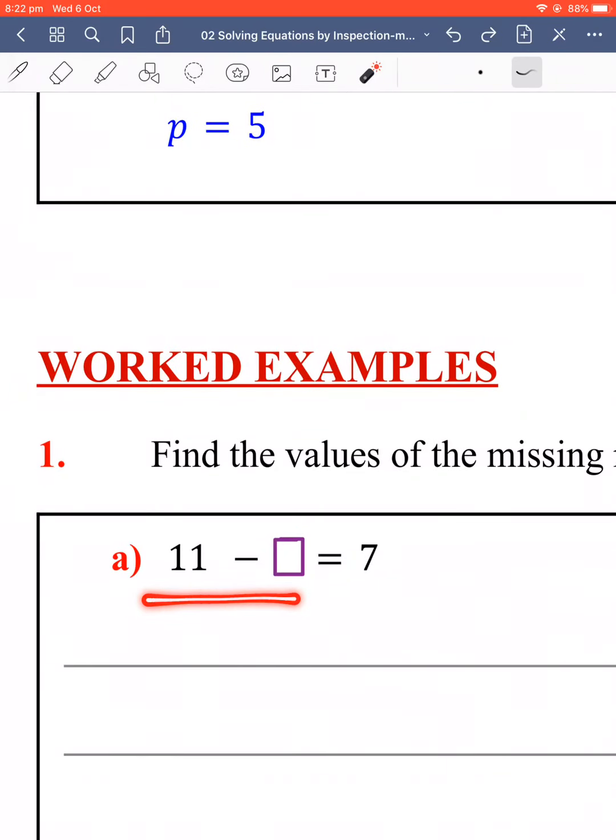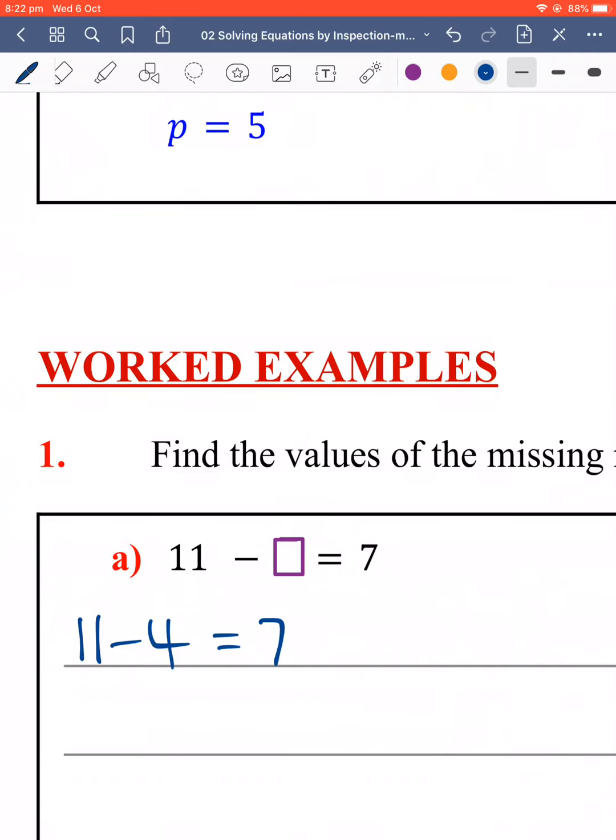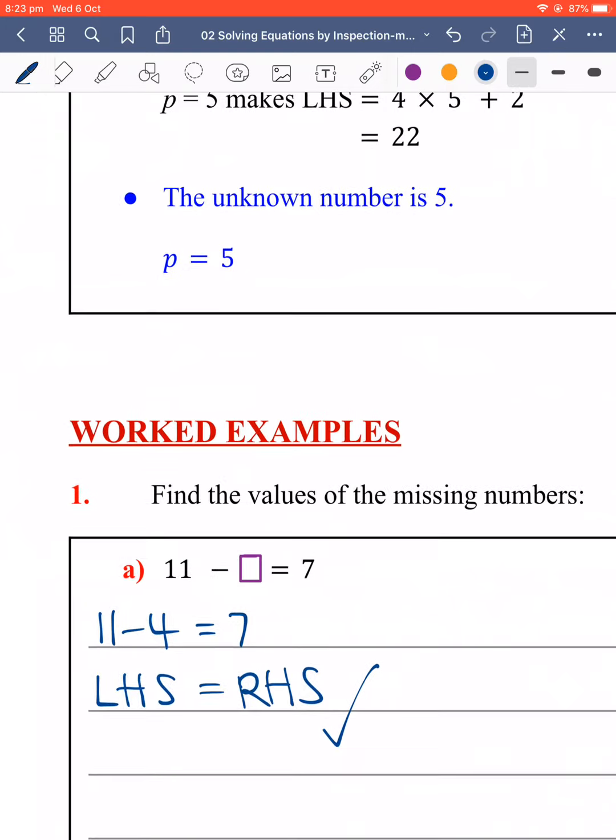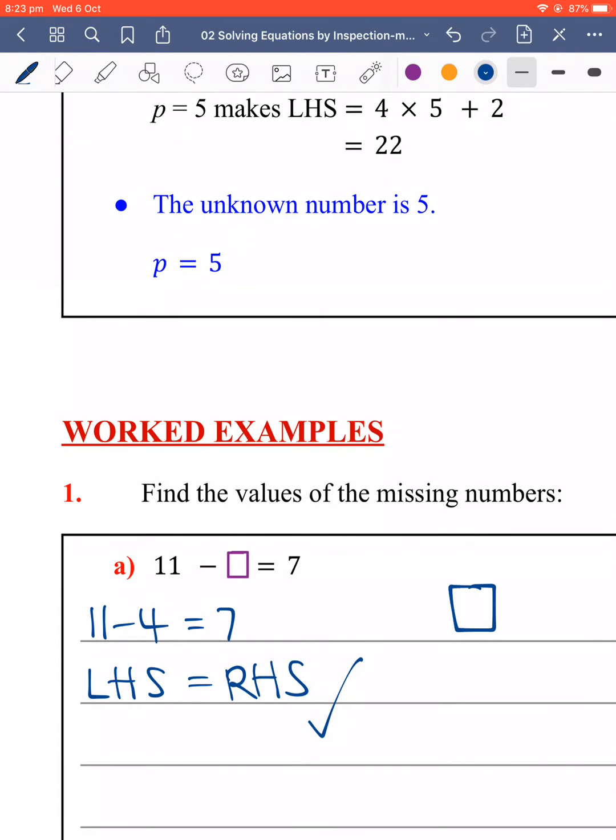So 11 minus something gives me 7. If I have a play around with it, 11 minus 3 will give me 8. So try 11 minus 4 and let's double check that by writing it in. So I've got 11 minus 4 equals 7. I need to make sure that my left-hand side equals my right-hand side. So 11 minus 4 is actually 7. So that is correct. So our missing number has a value of 4.